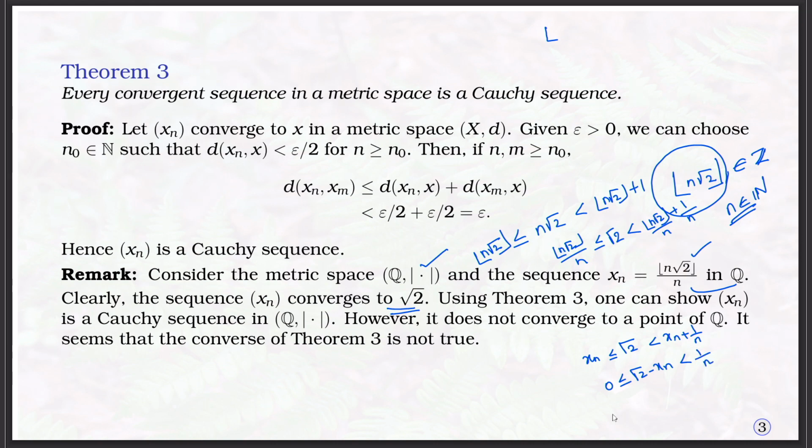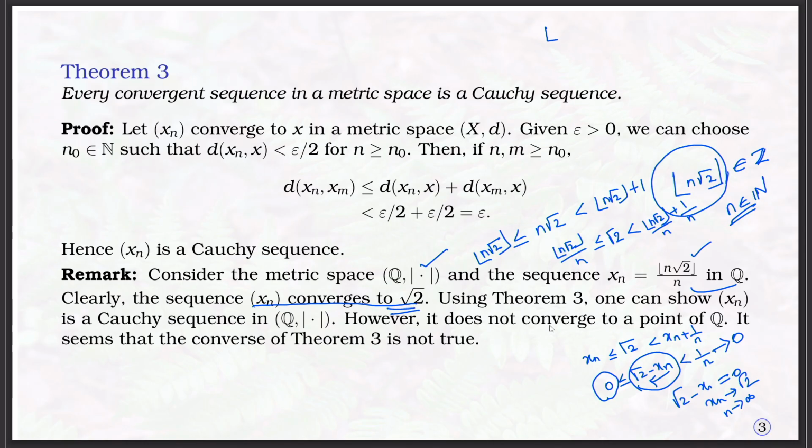So when n tends to infinity, the lower bound is 0, and 1 by n is a sequence we have already seen converges to 0. Therefore, root 2 minus xn must converge to 0 as n tends to infinity. Therefore, xn converges to root 2 whenever n tends to infinity. So this sequence converges to the number root 2.